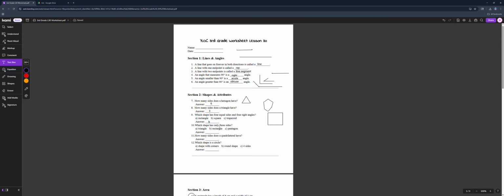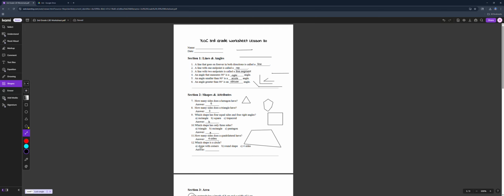Number 10, which shape has only 3 sides? That would just be a triangle, because a rectangle has 4 sides, and then the pentagon has 5 sides. And then number 11, how many sides does a quadrilateral have? A quadrilateral is basically any shape that has 4 sides. So it doesn't have to look exactly like a square or rectangle. If it just has 4 sides, it'll just look like this. No, it's not a trapezoid at this point, but this will be a quadrilateral.